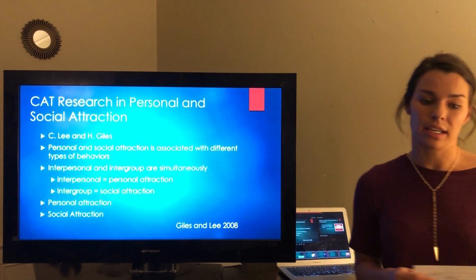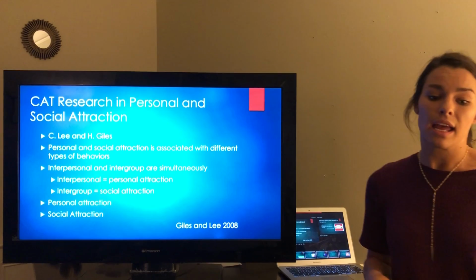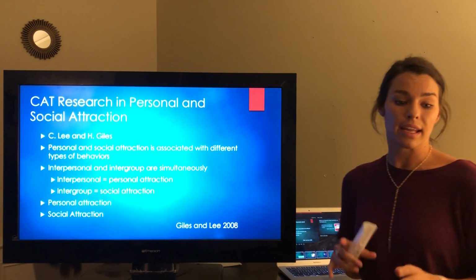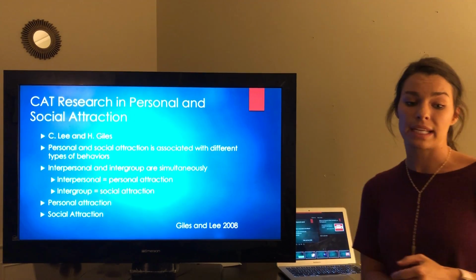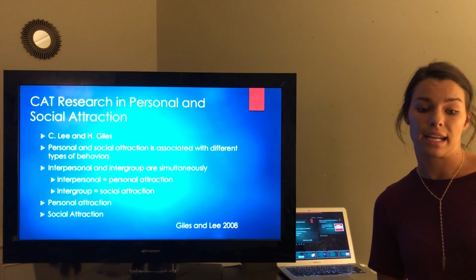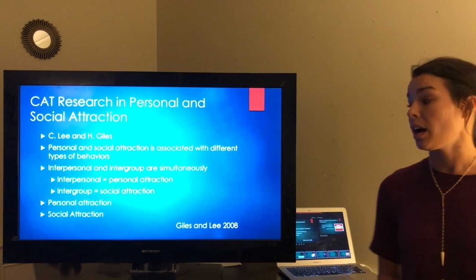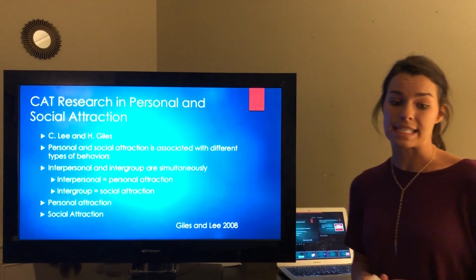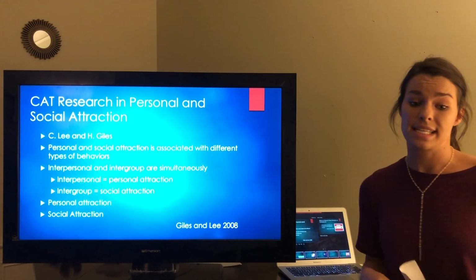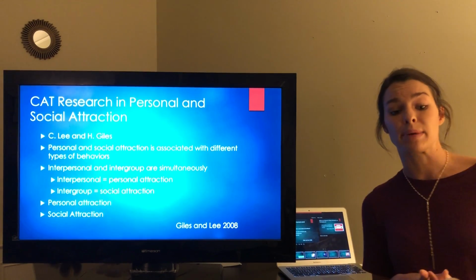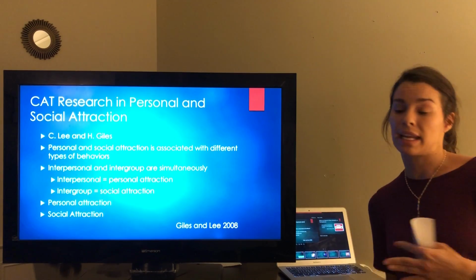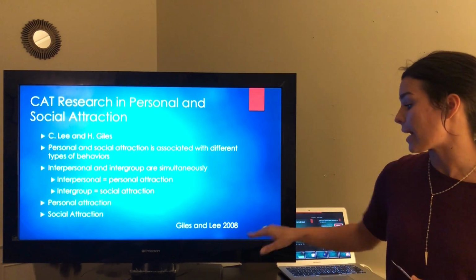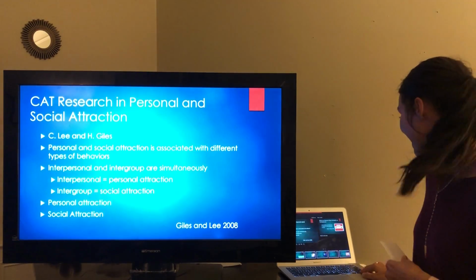As personal attraction increases, there is an associated increase in proximity, interpredictability, discourse management, and interpersonal control. On the other hand, as social attractiveness increases, there is a decrease in proximity, interpredictability, discourse management, and interpersonal control. And that is Giles and Lee, 2008.